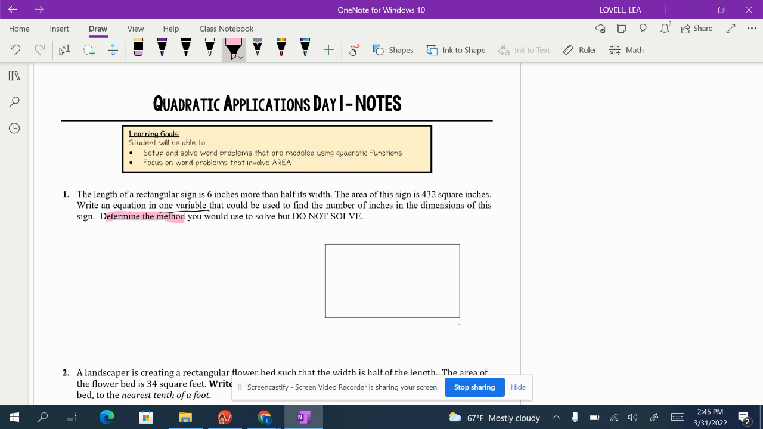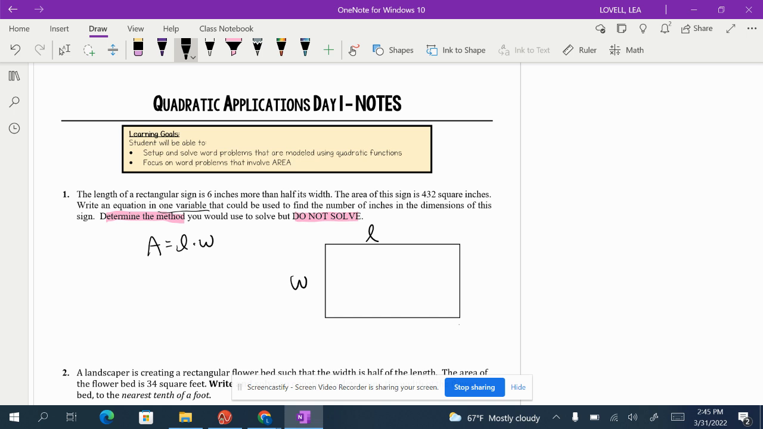So we're going to determine the method that we would use, but we are not solving it. Okay, sounds like we're just writing an equation here. So we see a rectangle, and the problem is talking about the area of the sign. So we have area is equal to length times width. Let's label the dimensions of the figure. We have the width here and the length here.